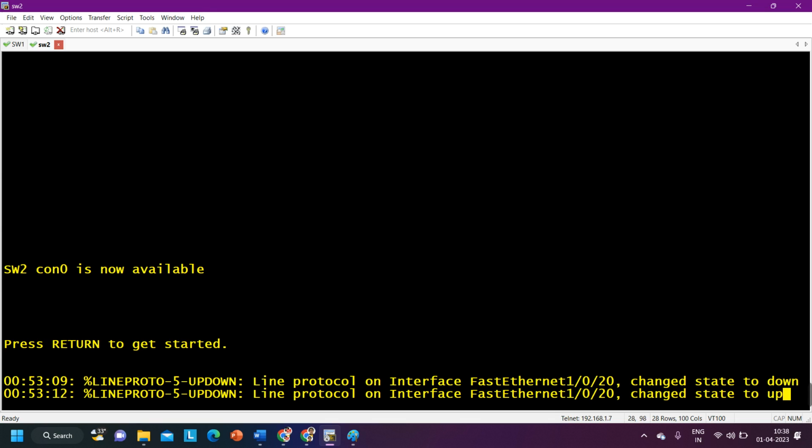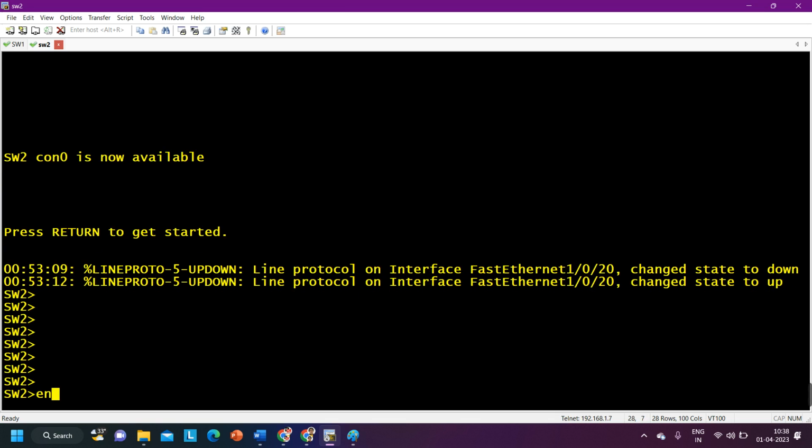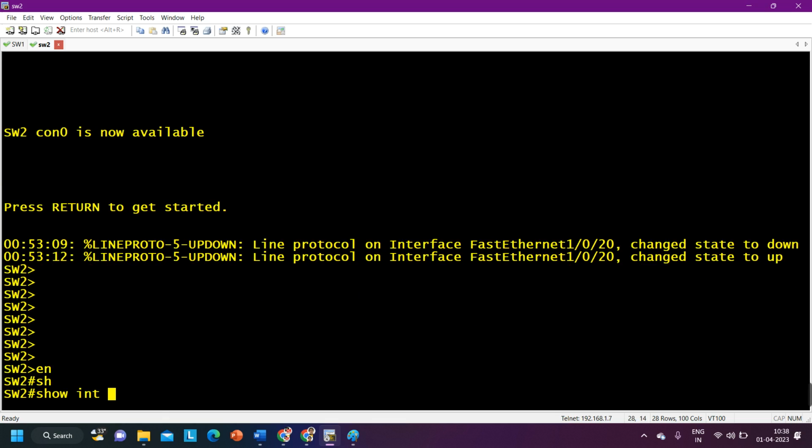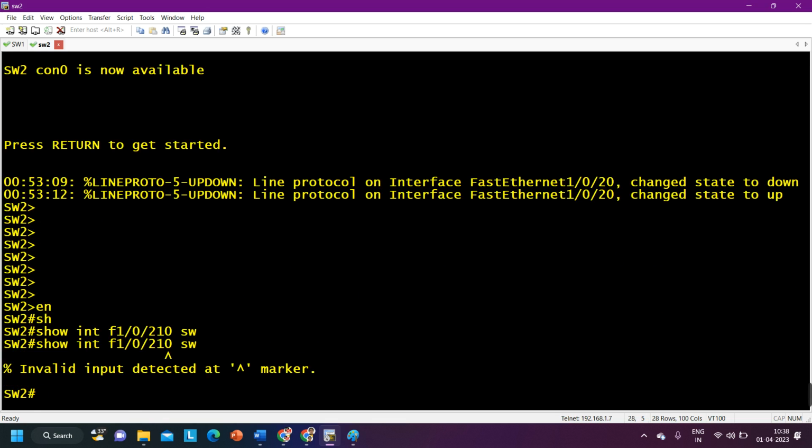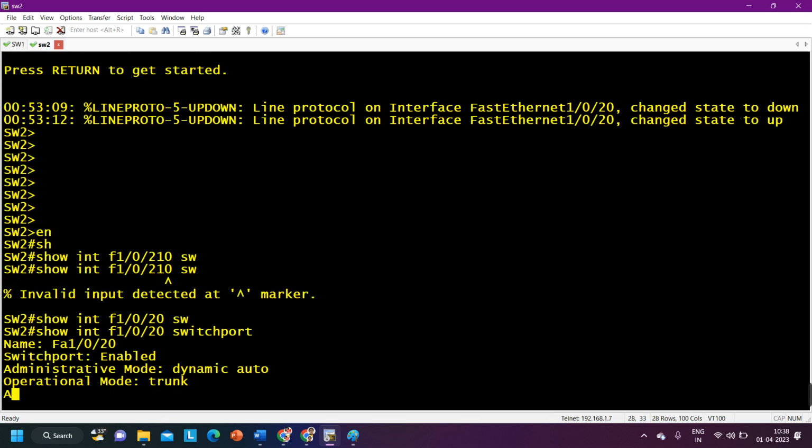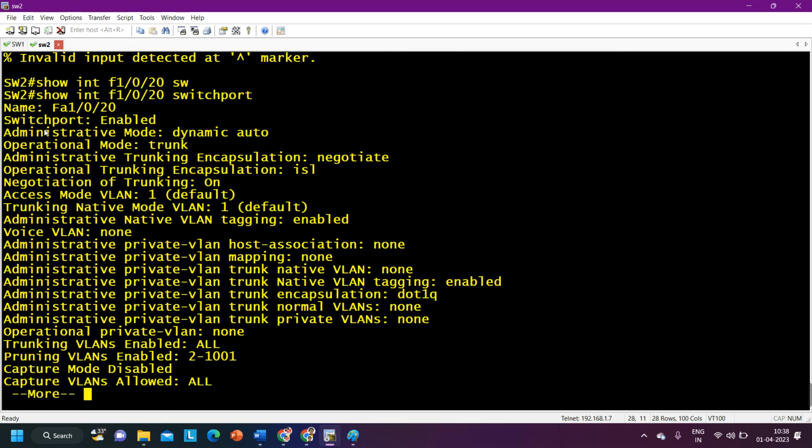For now if you check on switch number 2, interface F1/0/20 and switch port. Here you can see administrative mode is still dynamic auto, but operational mode is what? Trunk. Here encapsulation is negotiate, and it has also negotiated ISL. Yes. Okay, and negotiation for trunking is on.